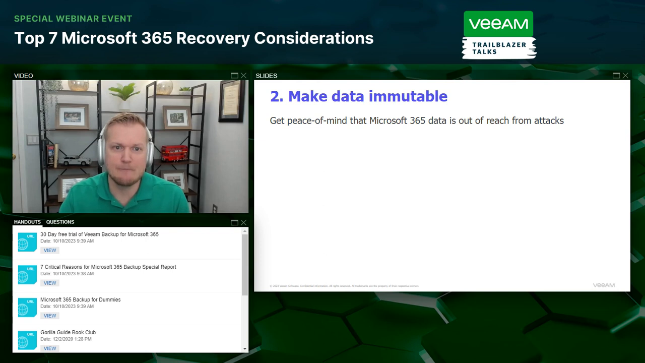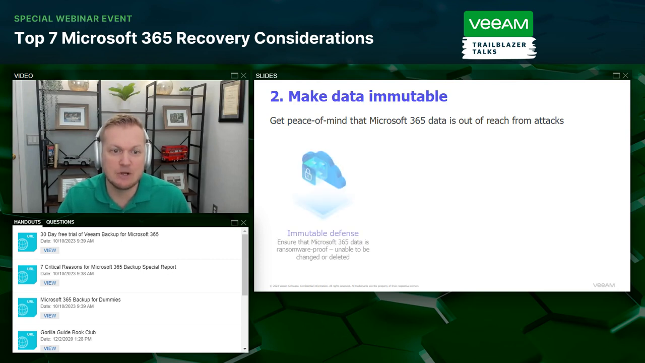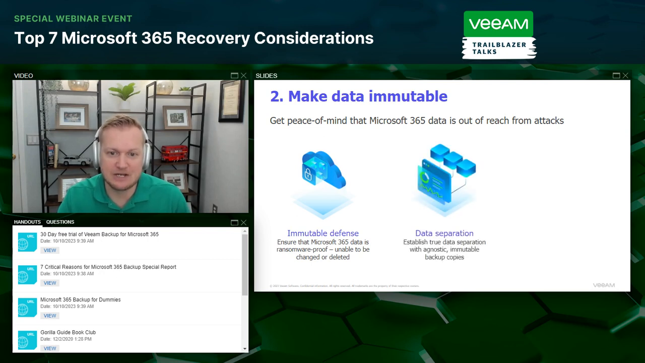Number two, make data immutable, right? One of the ways to make data immutable is to not only make that data immutable, but actually make a backup copy of this data. So that's something that Veeam has actually paid a lot of attention to. Look, not only do we want to make the data immutable, let's establish that data separation. Let's create a backup copy and then make it immutable.